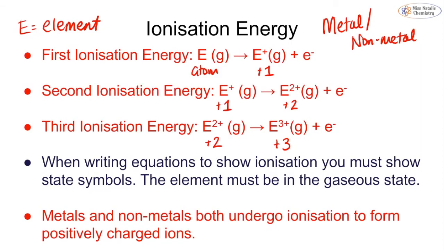Now, this is a very, very common exam question where it asks you to write out the first ionization energy equation for any electron. What they are looking for is that you know that you have to have it as a positive ion, you have to show the electron, and you must show your state symbols, and it has to be a gas. If you do not write the state symbol, you will lose marks.